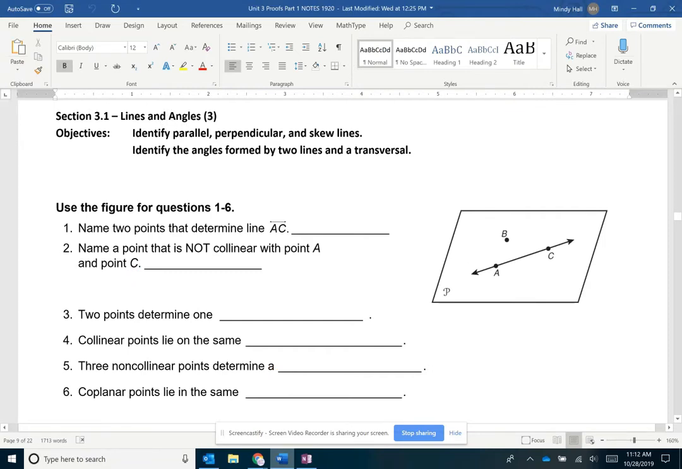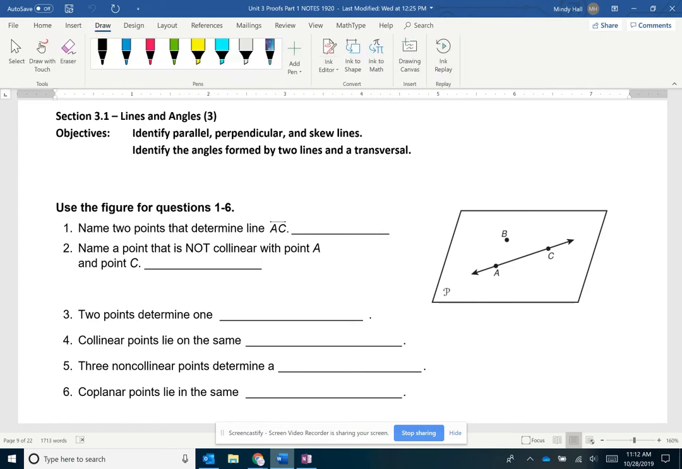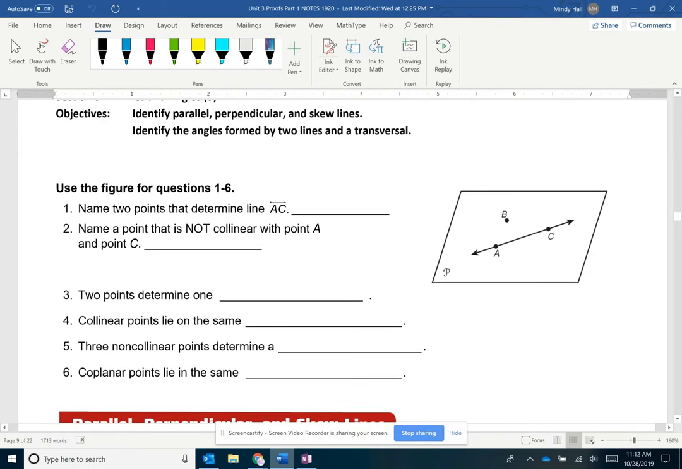Right, so for Unit 3, Lesson 3, we are going to be talking about different lines and angles. To start off, notice this plane P over here. If we want to name 2 points that determine line AC, it's just the 2 letters that you see, A and C, because they're both on the line.